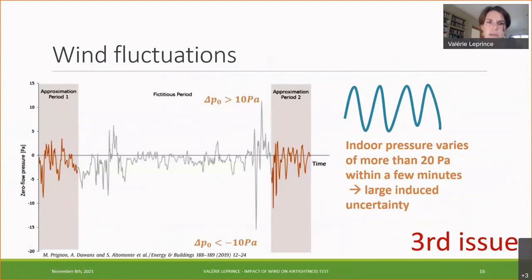The third issue is not wind variation, it's just wind fluctuations.